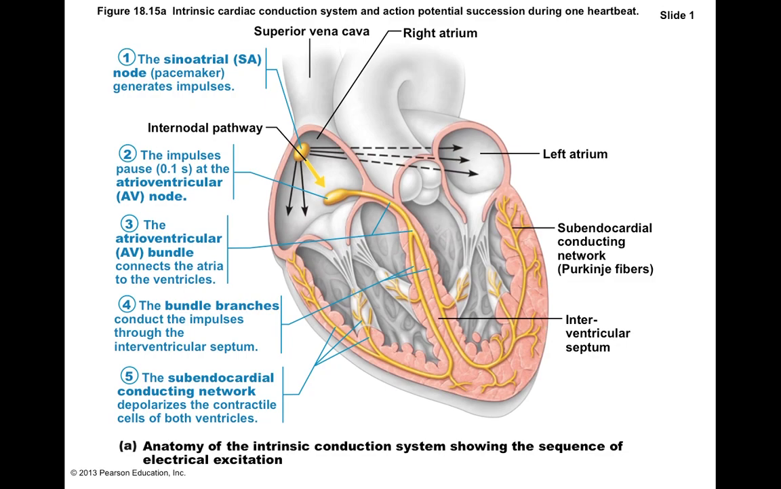And what's the significance of that? Why hold those action potentials up there? Allows time for the atria to contract. The atria then force that blood into the ventricles. Then the action potentials reach the ventricles, where the ventricles contract, starting at the apex, and then the ventricles can squeeze that blood up and out.